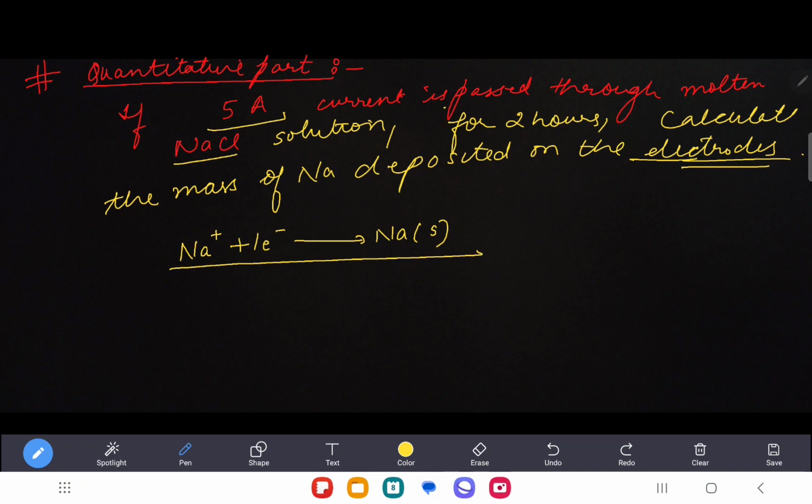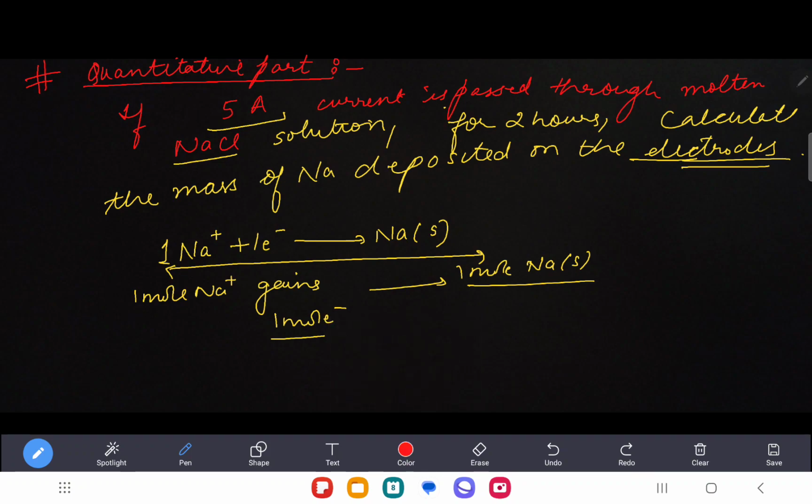If I read this particular equation, how do you read this? That ma'am, 1 mole of Na plus ions gains 1 mole electron to give me 1 mole Na solid. Yes or no? So when 1 mole of Na plus ions are going to gain 1 mole electrons, what is the charge of one electron? 1.602 into 10 raised to power minus 19 coulombs.